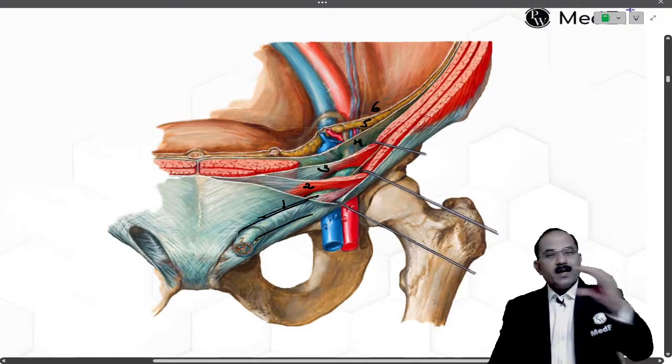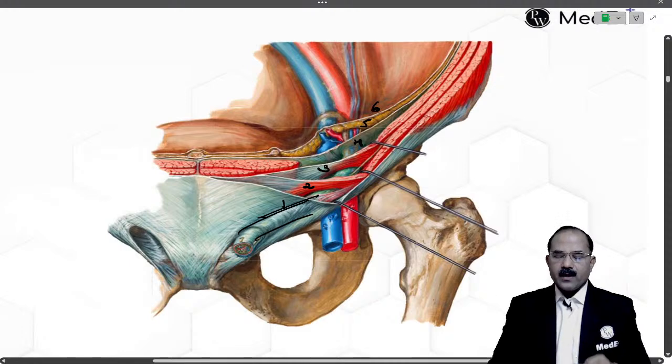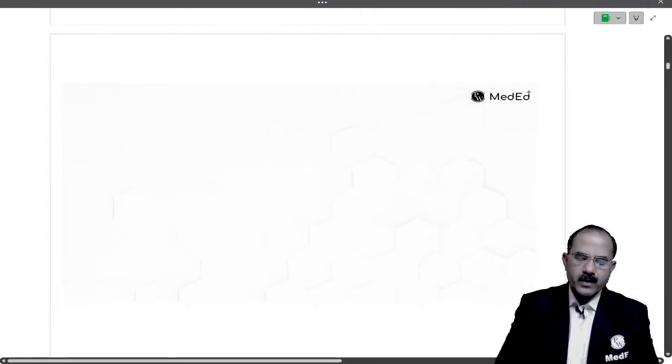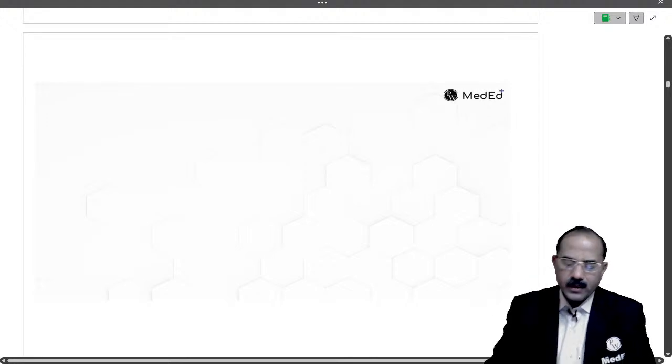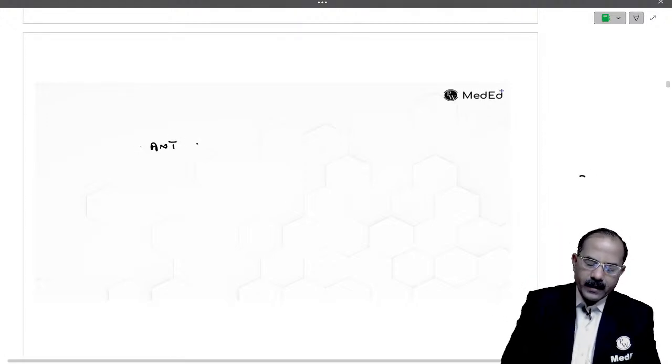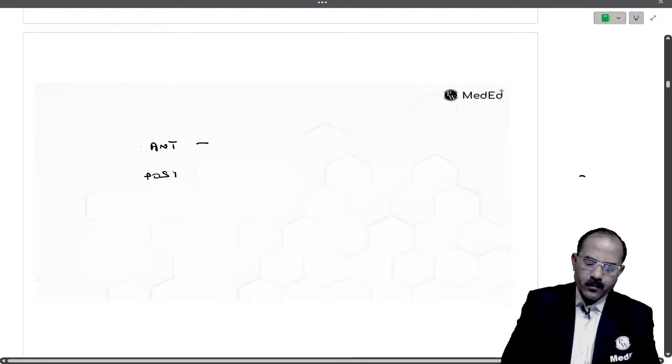Okay. So what is this passage here? This is the inguinal canal. Inguinal canal is an LAQ. Just remember this. So we have got walls of the inguinal canal. We have got the anterior wall, the posterior wall, the roof of the inguinal canal, and the floor of the inguinal canal.